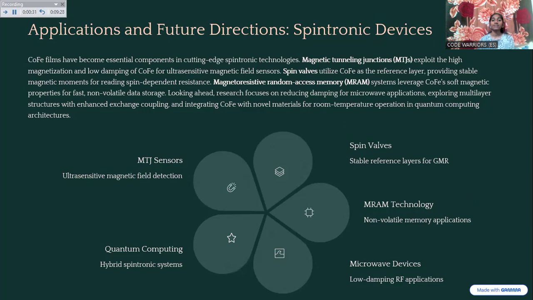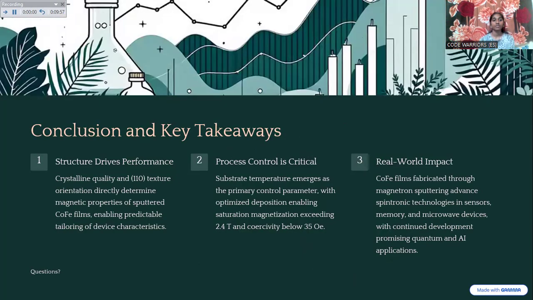Magnetoresistive random access memory, MRAM, systems leverage CoFe's soft magnetic properties for fast, non-volatile data storage. Looking ahead, research focuses on reducing damping for microwave applications, exploring multi-layer structures with enhanced exchange coupling, and integrating CoFe with novel materials for room temperature operation in quantum computing architectures.